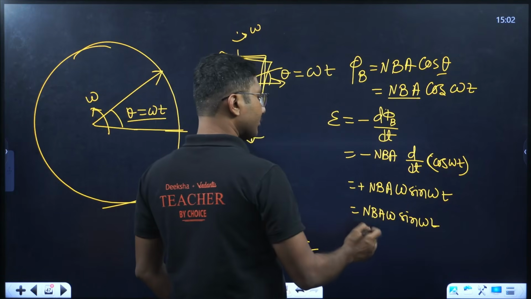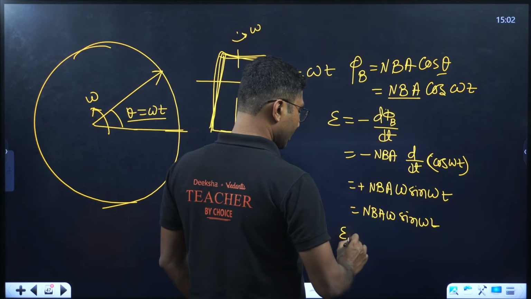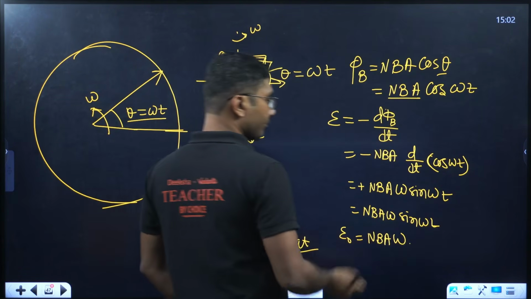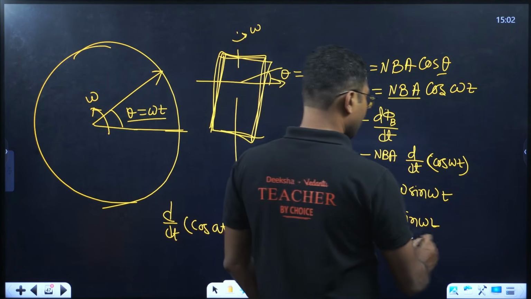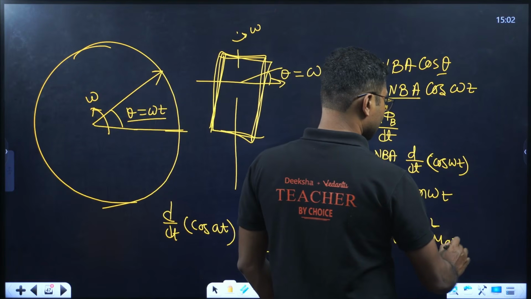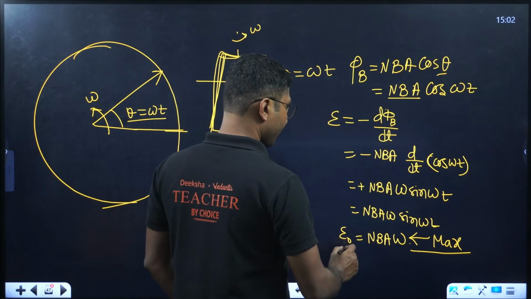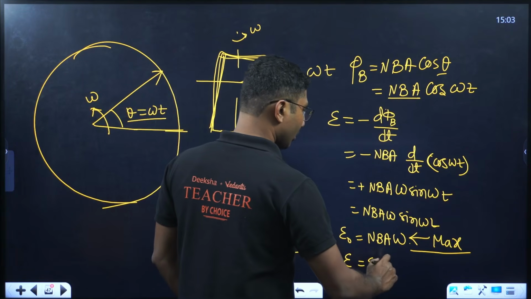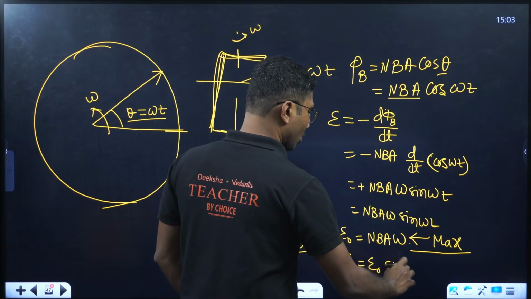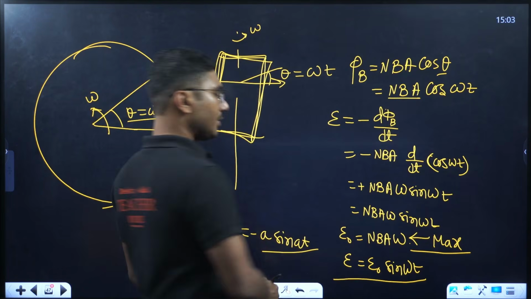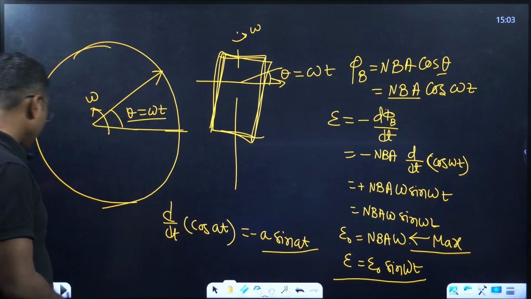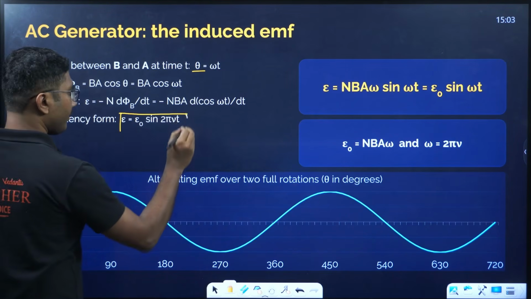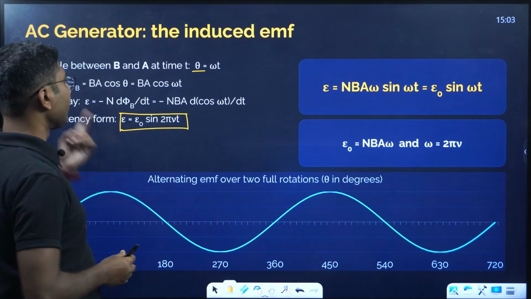At time t equal to 0, the EMF is given by NBAω. This is the maximum possible value of the induced EMF. So you can write ε = ε₀ sin ωt. You will get this as the induced EMF, and in terms of frequency you can write this.